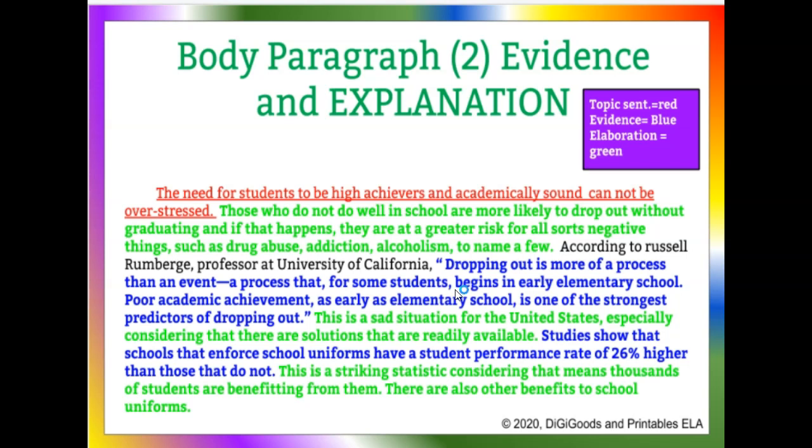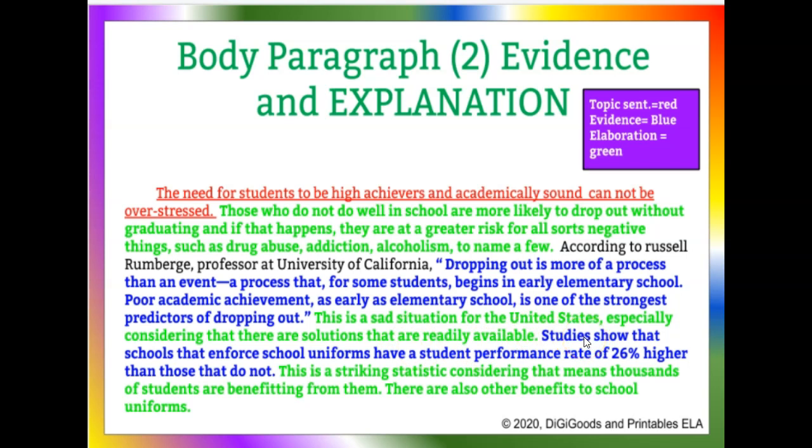Poor academic achievement as early as elementary school is one of the strongest predictors of dropping out. And now here I'm going to elaborate on that evidence a little bit more. This is my own words, my own thoughts. This is a sad situation for the United States, especially considering that there are solutions that are readily available. And then more evidence.